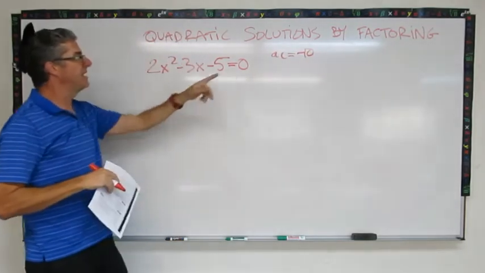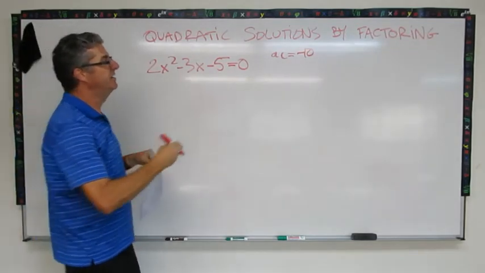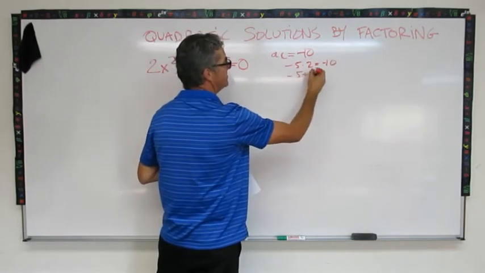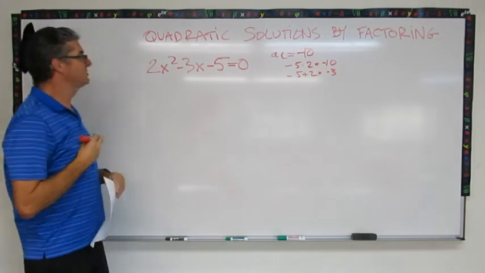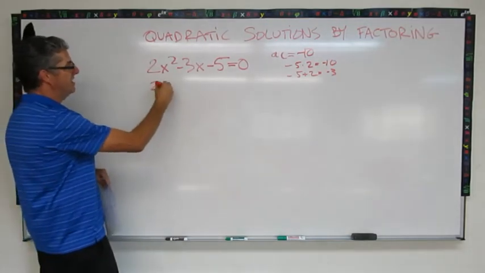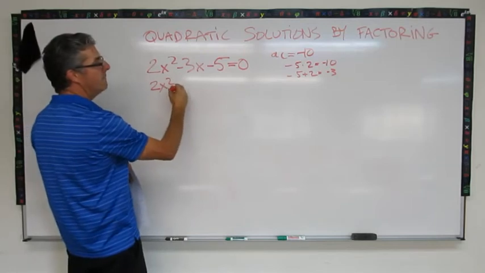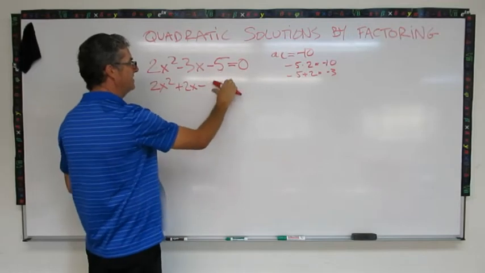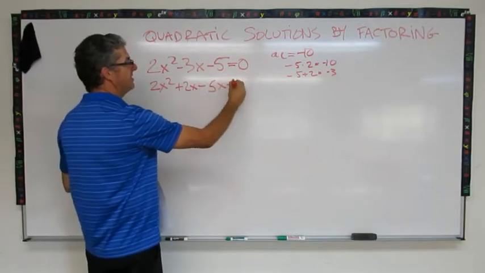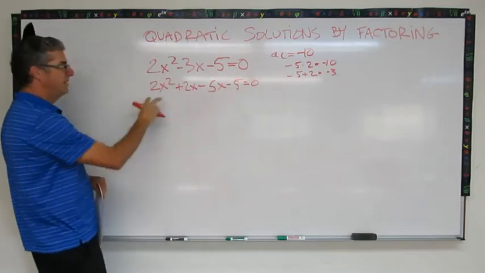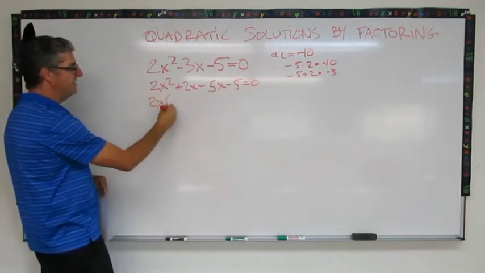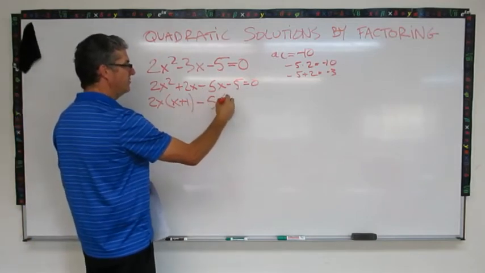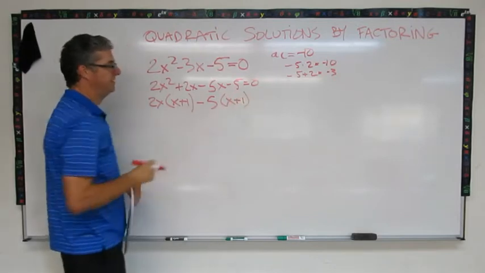I need two numbers that multiply to negative 10 that add to negative 3. That's going to be negative 5 times 2, and negative 5 plus 2. So there we go. So let's go ahead and split our middle term. 2x squared, I'm going to do plus 2x minus 5x. Let's get that right, David. Minus 5 equal to 0. Out of here I got a 2x as my GCF. That becomes x plus 1 minus, and I have a 5 in there. And that also becomes x plus 1.